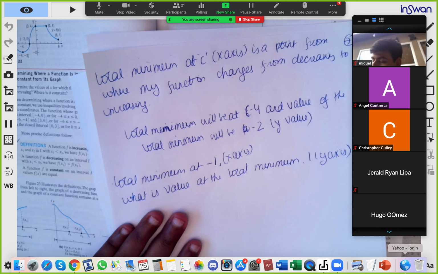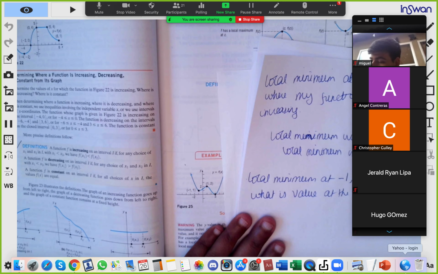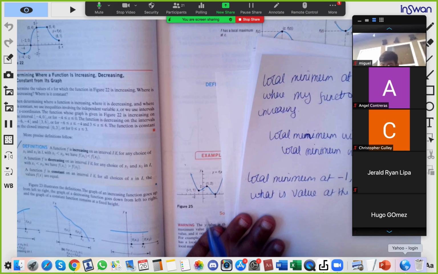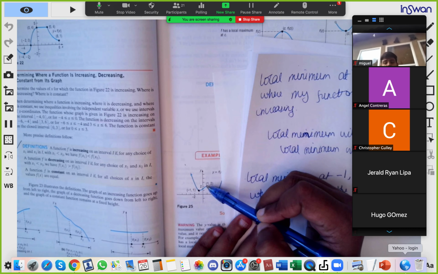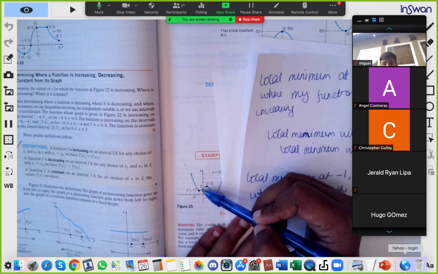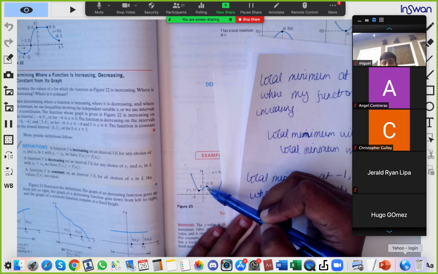Okay, so we went from here. She said it's decreasing till here, and then it's increasing. Okay, what's happening? This is increasing, and then what is happening here?